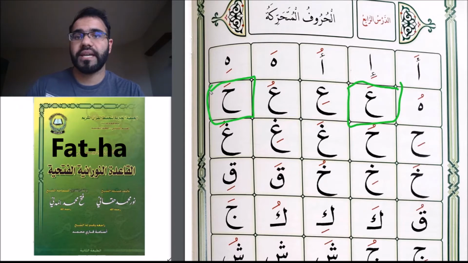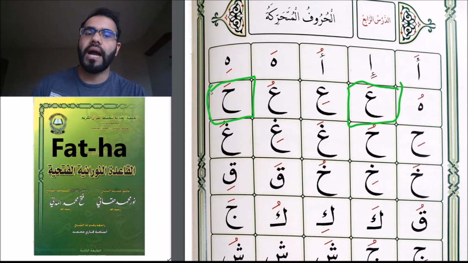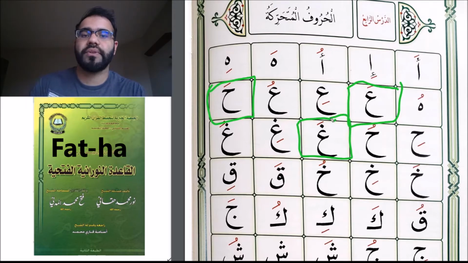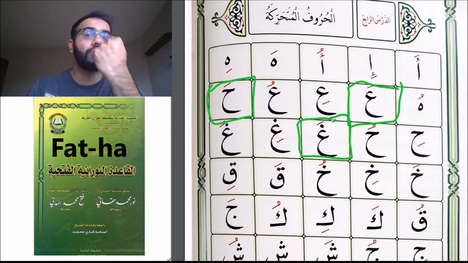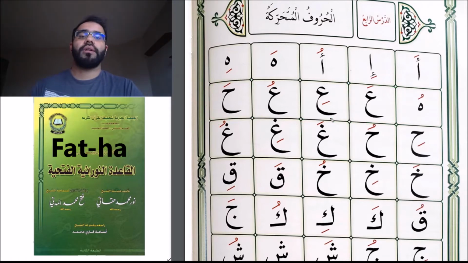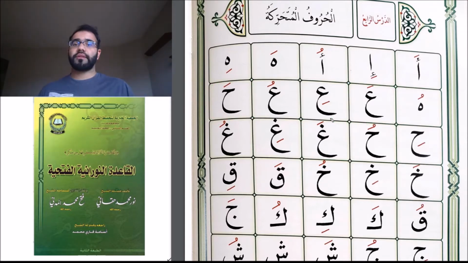Okay, here's the next one. Ha with a fatha on top of it, you have to say ha. Here's a ghain with fatha on top of it, you say gha. Remember again, this is one of those closed mouth letters, so we have to say gha. Okay, so that's fatha. Let's look at the next one now.